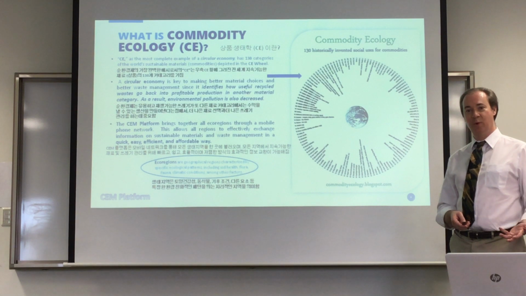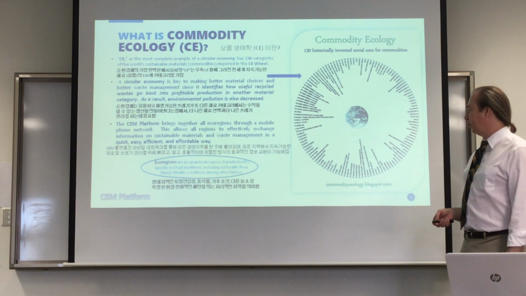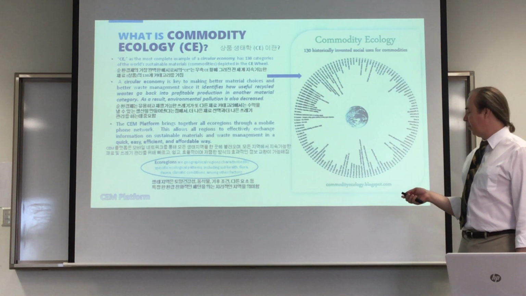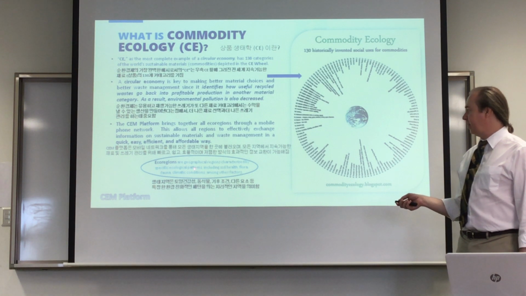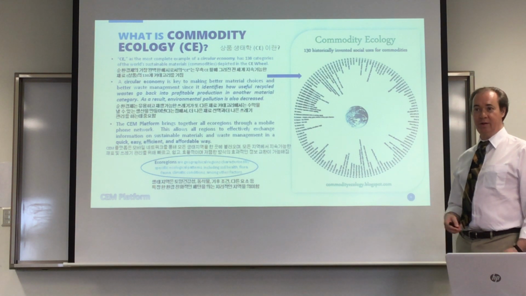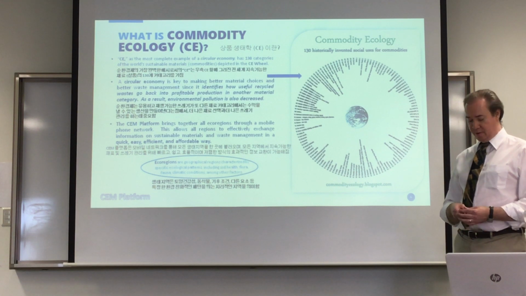I will talk about this in more detail in a moment, but ecoregions are geographic regions characterized by specific ecological patterns, like soil, plants, and animals, and microclimates.